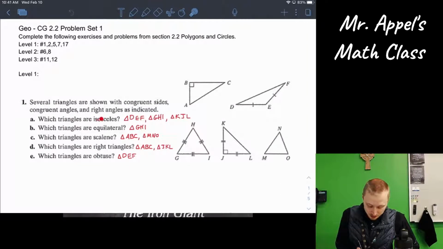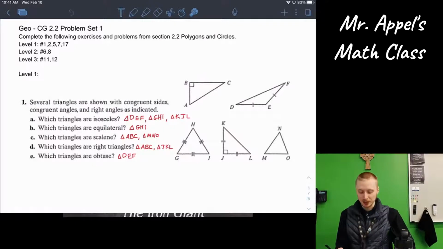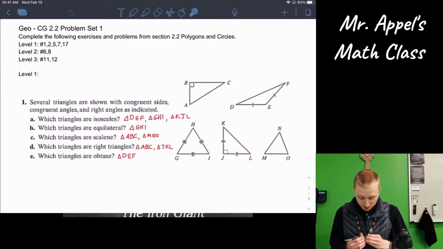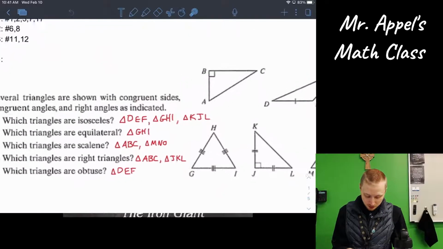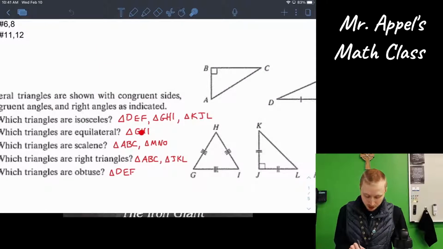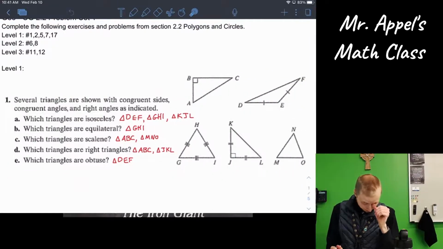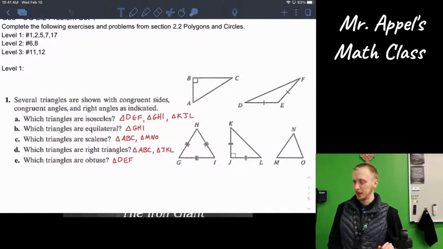Identifying all of the isosceles, equilaterals, scalene, right and obtuse triangles from the selection there. Do notice, probably the most important thing to highlight here is that the equilateral triangle is also isosceles, okay? But there you have them.